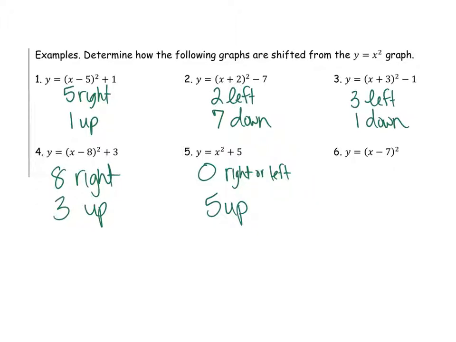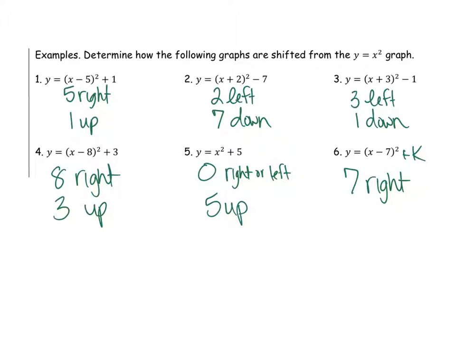6. Oh, there's no K at the end. So I only do 1 movement. What is it? 7 to the right. And I don't go up or down. All right, cool. Now I'm going to use this real quick on number 1.